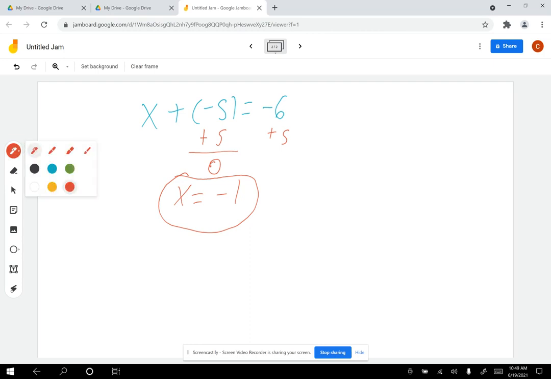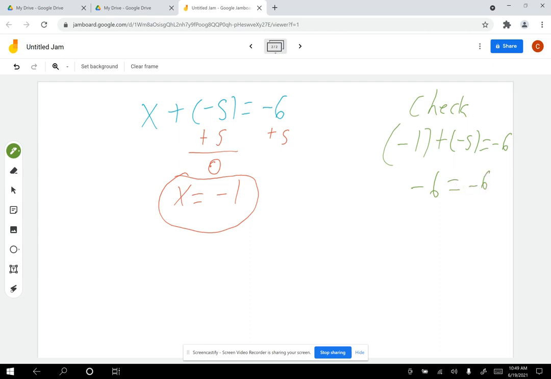I'm going to do a check real quick to make sure I am correct. So I'm going to plug in negative 1 for x. I'm going to add negative 5. I'm going to see what I get. Negative 1 plus negative 5, negative 6. Negative 6 does in fact equal negative 6. So we are correct.